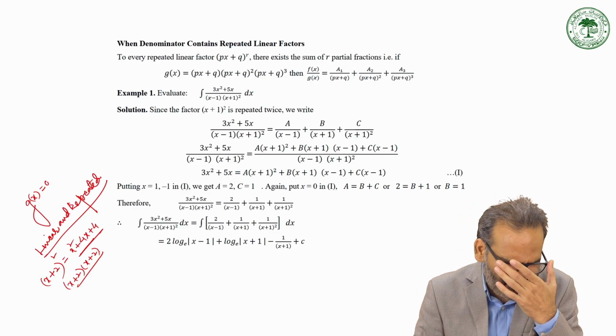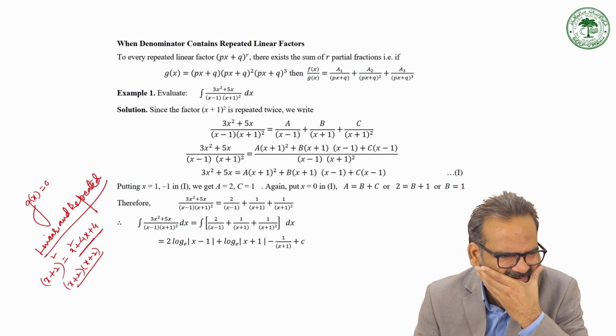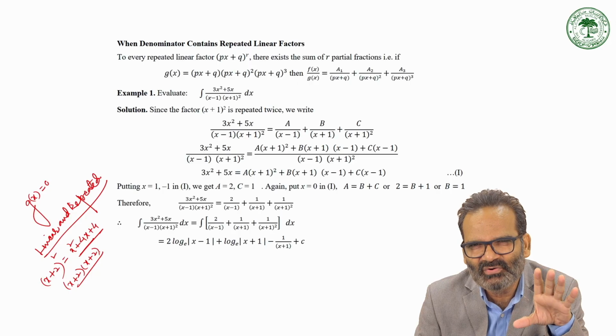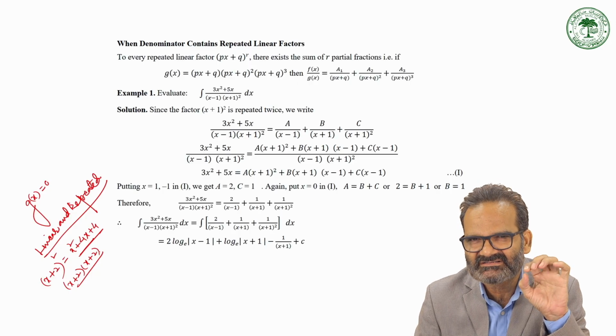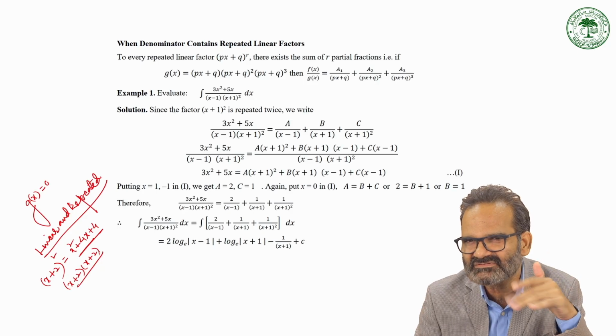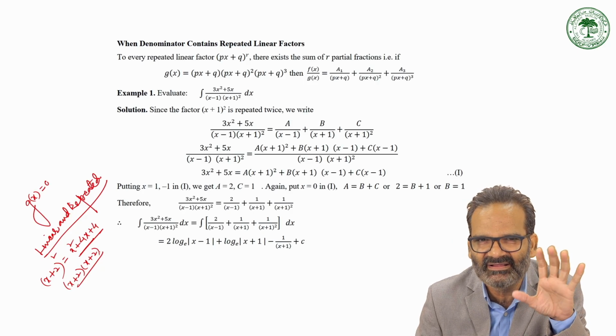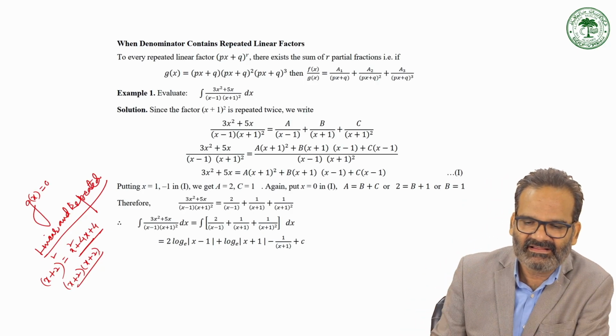So if the factors are repeated, then the method or the process remains almost the same, except a little bit of calculation changes, a very little bit. Almost 90% of the procedure remains verbatim. Let us take an example.